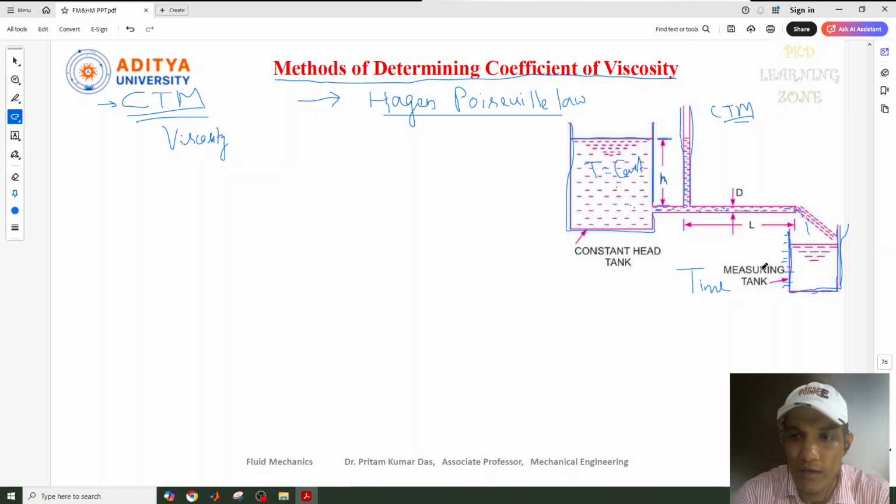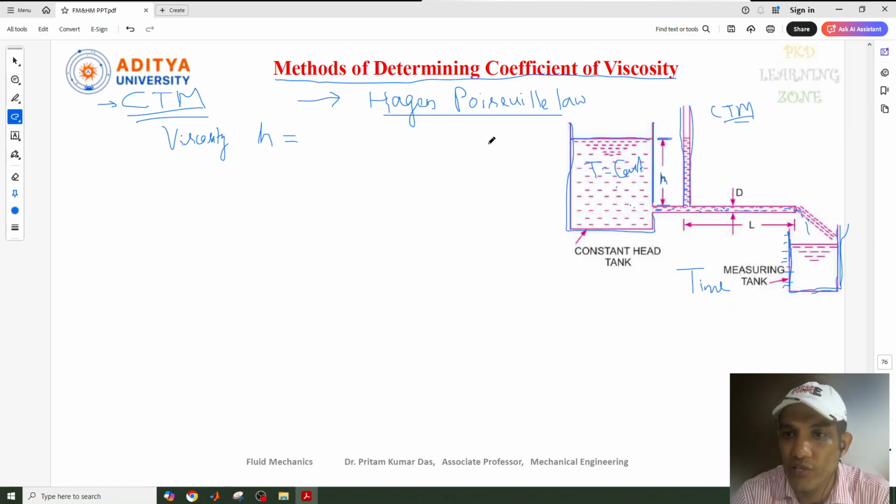That needs to be measured so that we can identify the rate of liquid collected in the tank per second, so that we can determine that. And the pressure head H will be measured at the point which is far away from the tank. So now what are the terms here? We need to write them.